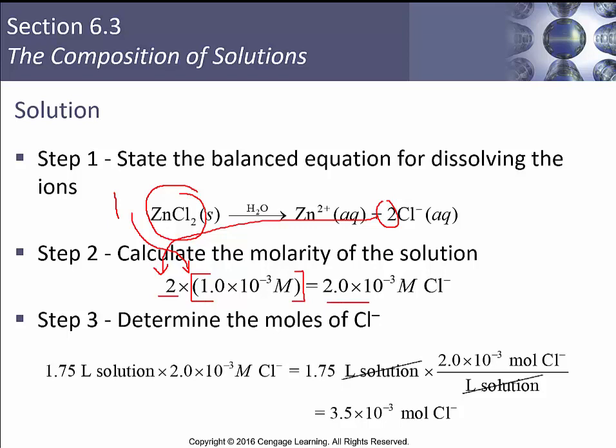Once we know the concentration of Cl minus, that's when we're going to do our volume times our concentration. So we'll take our 1.75 liters of solution times 2.0 times 10 to the minus 3 moles per liter. Right? Our liters will cancel out. And we end up with 3.5 times 10 to the minus third moles of chlorine ions in that 1.75 liters of solution.